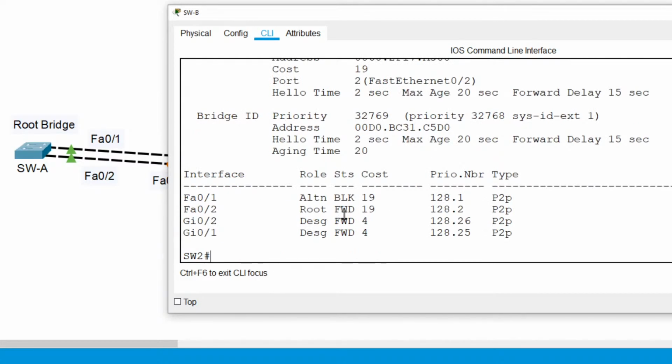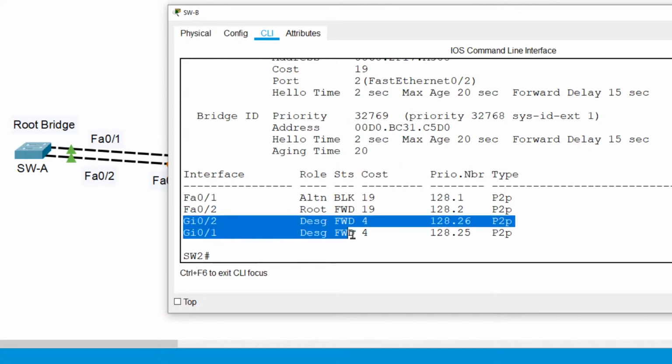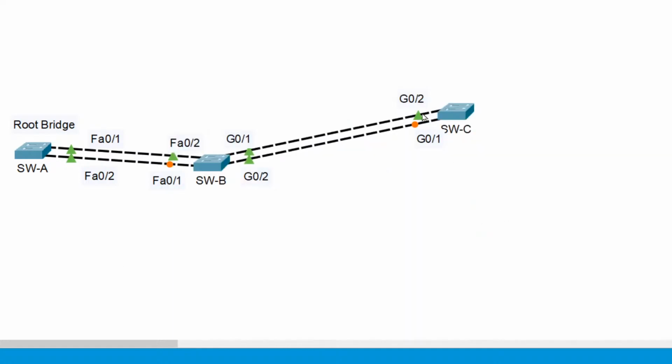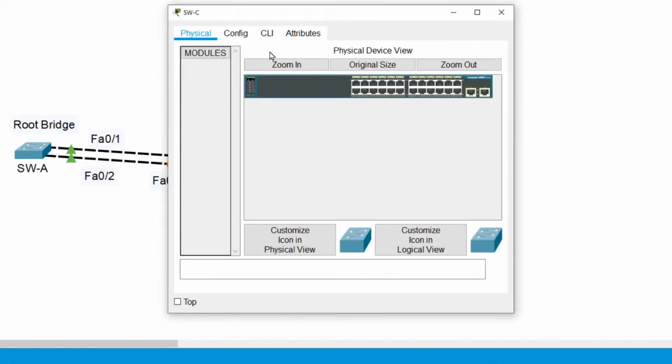And here we have the two interfaces going to the right, gig 0/2 and 0/1. And look at this, they both have the same priority, but gig 0/1 has a port number of 25, which is lower than 26. And that's why on the receiving side, switch 2 chose the gig 0/2 port to be its root port. We can verify that as well.